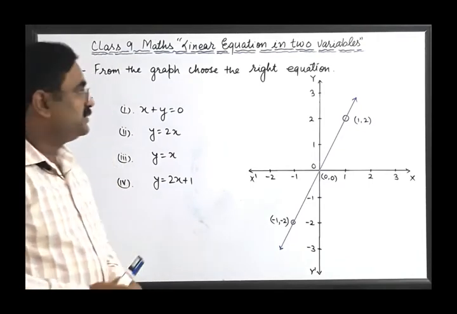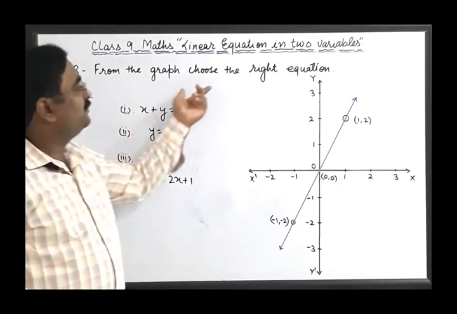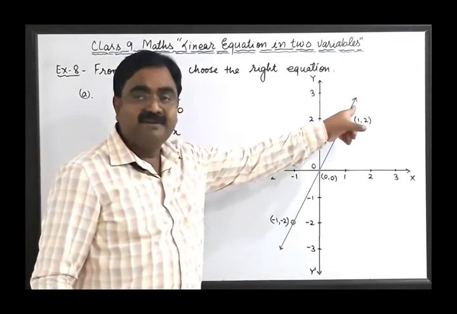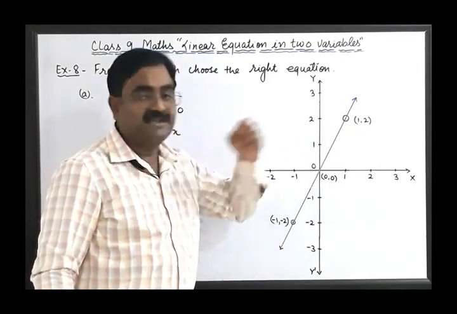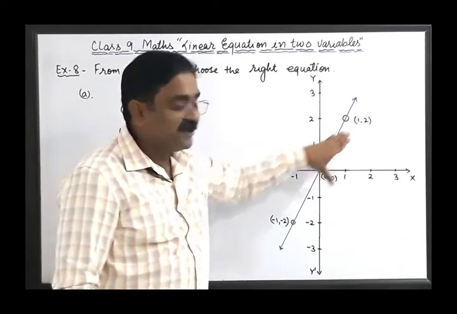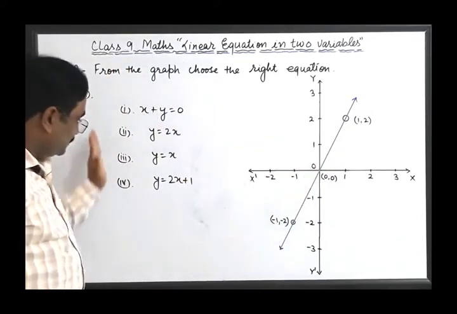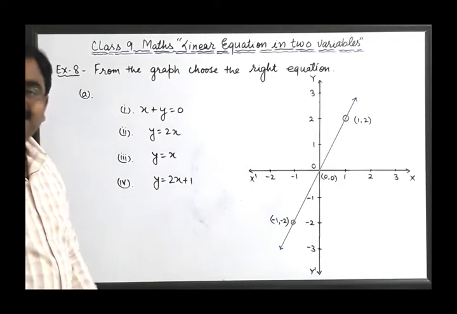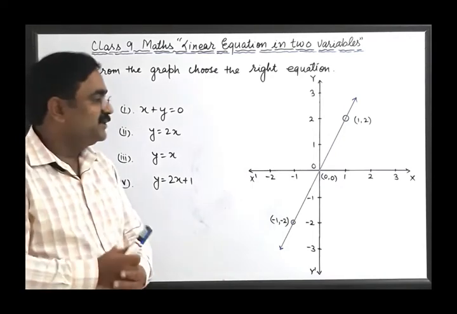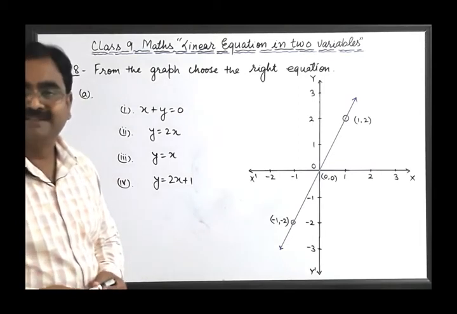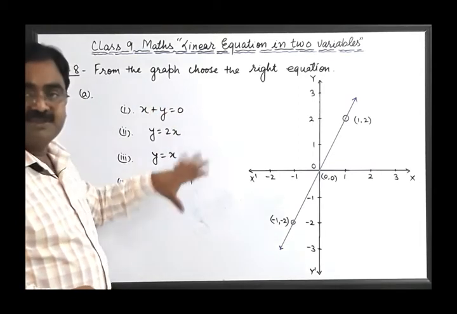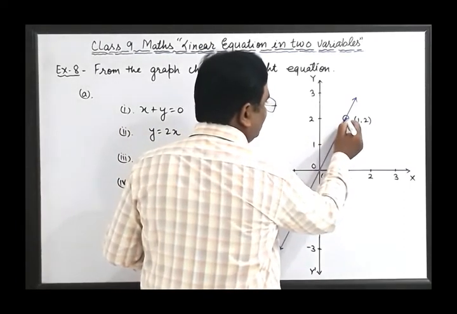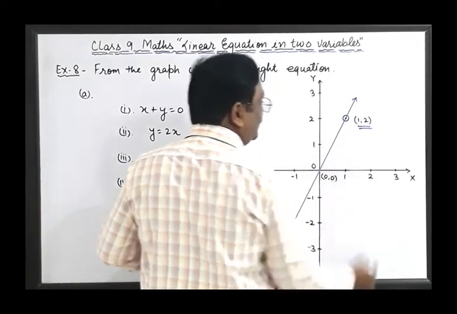For this example 8, the question is: from the graph choose the right equation. It means a graph is given and its line is given, and we have to choose the equation of this line according to the points. Among these 4 options, which equation is the equation of this given line? Right friends? So children, let us see. First we study the coordinates to find out the equation. The first point is given here, its coordinates are 1 and 2.